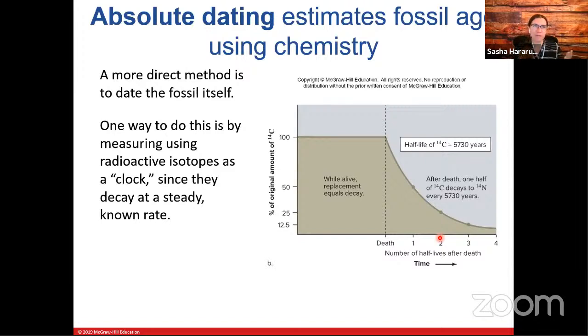And you take a live fish, this is something I haven't mentioned before, and you analyze the carbon-14 content in that fish. So the carbon-14 content of the live fish will be your reference, your 100%.